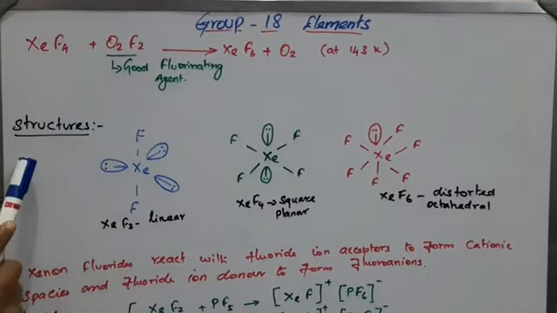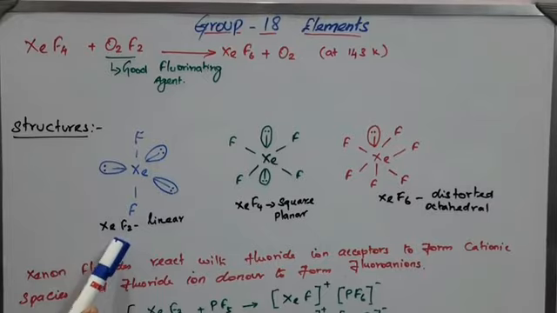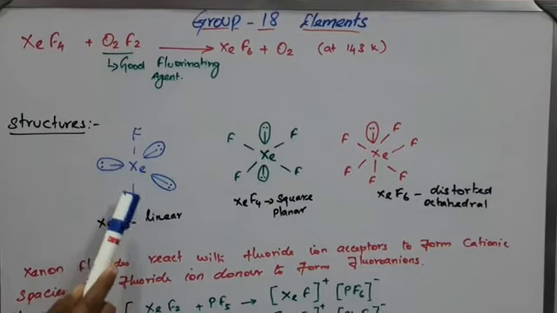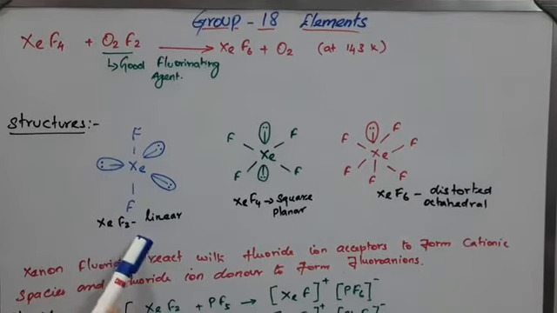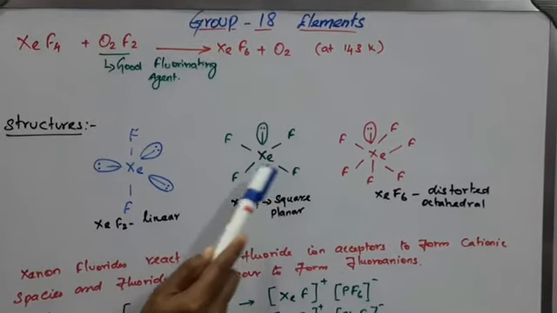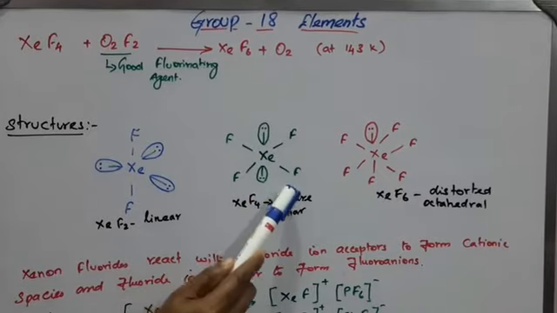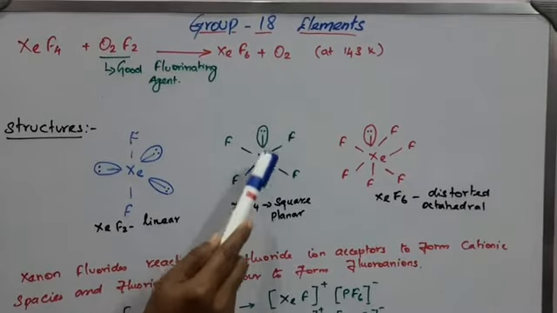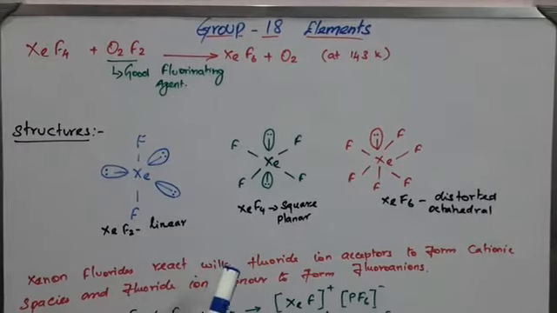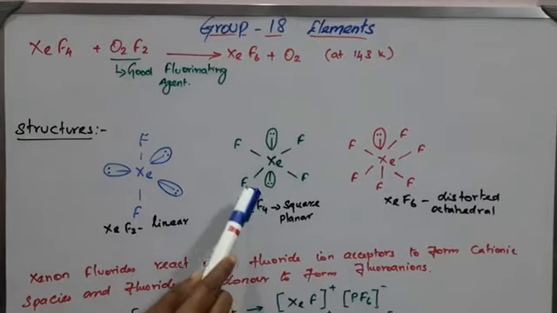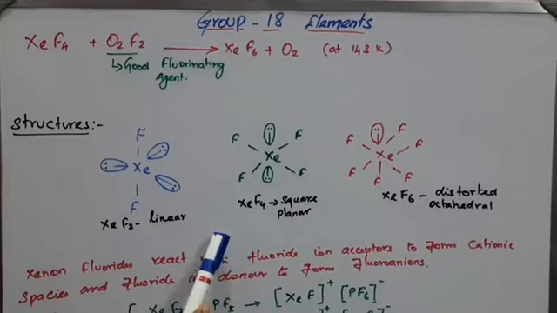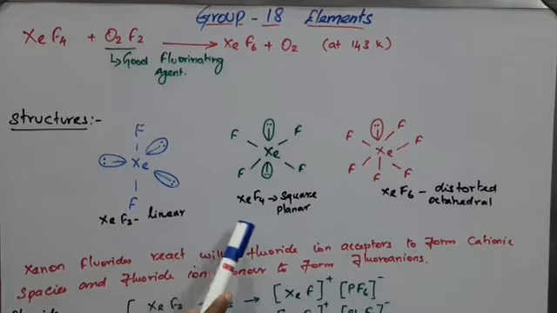And structures. For xenon difluoride, what is the structure? Linear structure, with 2 bond pairs and 3 lone pairs. And xenon tetrafluoride is square planar, with 4 bond pairs: xenon connected with 4 fluorine atoms, and 2 lone pairs. Suppose I ask you to draw the XeF4 structure, you must immediately draw it and write 4 bond pairs and 2 lone pairs. The shape is square planar.